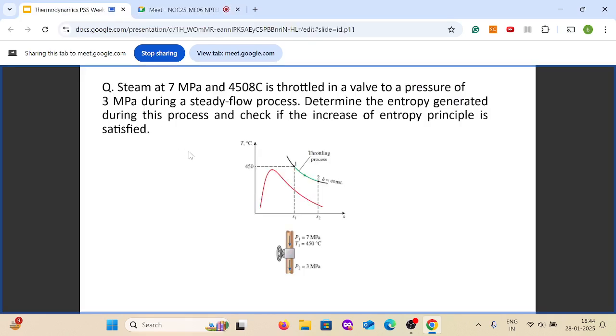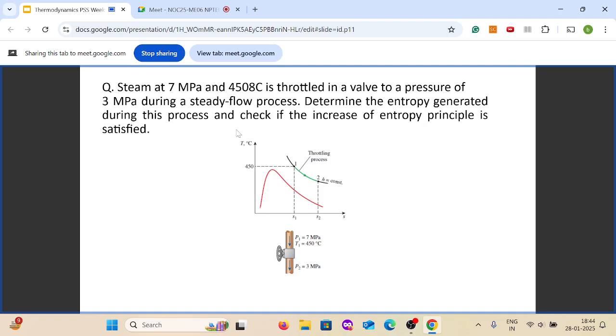We have steam at 7 megapascal and 450 degrees Celsius. This steam is throttled in a valve to a pressure of 3 megapascal during a steady flow process. Determine the entropy generated during this process and check if the increase in entropy principle is satisfied.